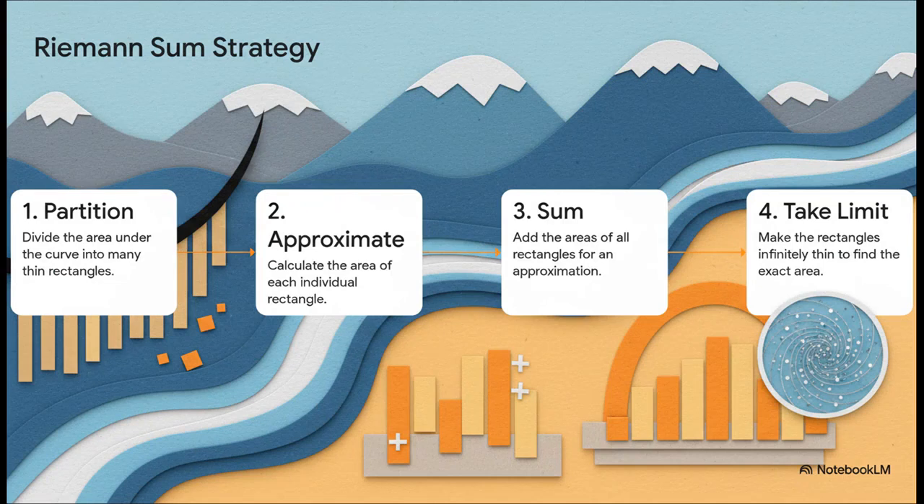And that strategy is what we call a Riemann sum, and it's actually beautiful in its simplicity. First, you take that complicated, curvy area, and you just slice it up into a whole bunch of thin little rectangles. Rectangles you can easily measure. Then you just add up the areas of all those simple shapes. Now, is it perfect? No, it's an approximation, but it's a fantastic start.